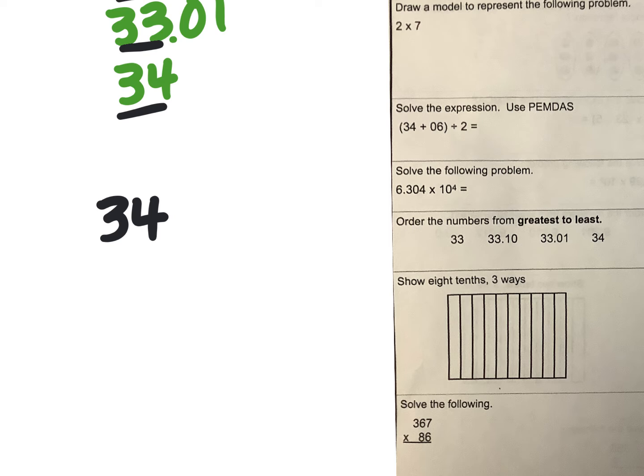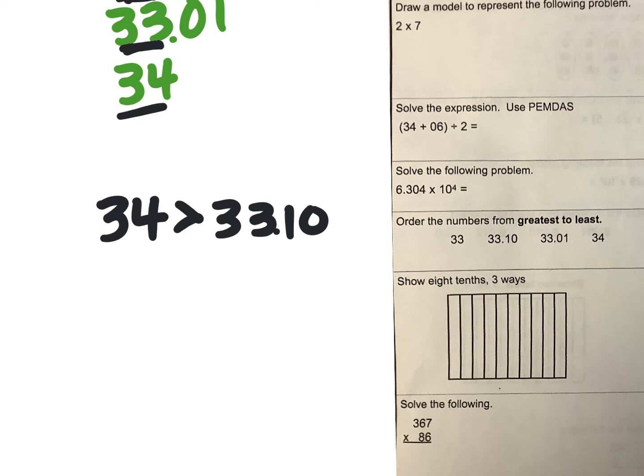Then we go back to our numbers. We're looking for the biggest one. All my whole numbers are equal, but when I look in the tenths place, I see a 1 here, which is greater than the other tenths. So that would be my next greatest value. Show us another way to do this.